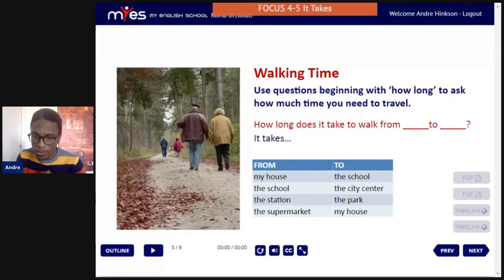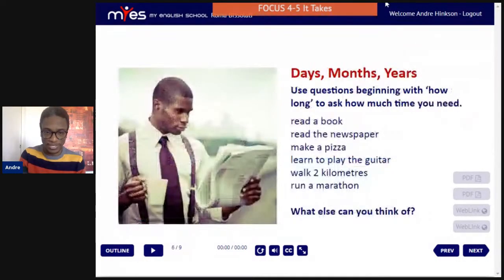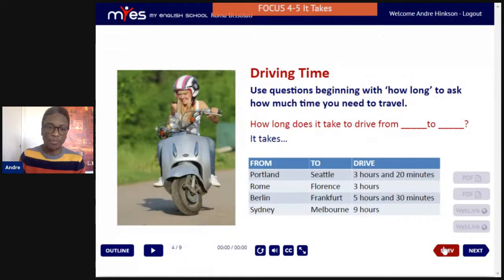So Raffaele has another question. How long does it take to drive from Portland to Seattle? So let's go back for a moment. Let's answer the question. How long does it take to drive from Portland to Seattle? We've got, it takes 3 hours and 20 minutes to drive from Portland to Seattle. Good, excellent. Very, very good.